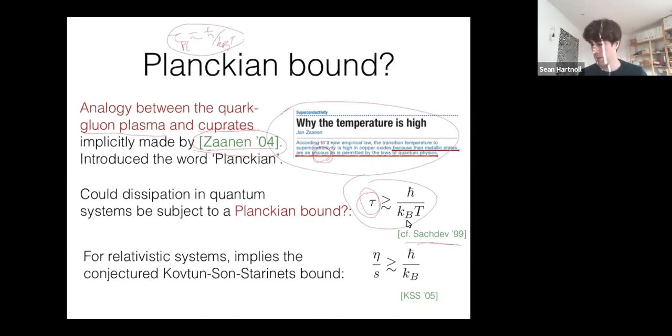And so, in particular, if such a bound exists, it would imply the KSS bound. And I'm not talking about prefactors. I'm just talking about squiggles, at the level of squiggles. It would imply the KSS bound.